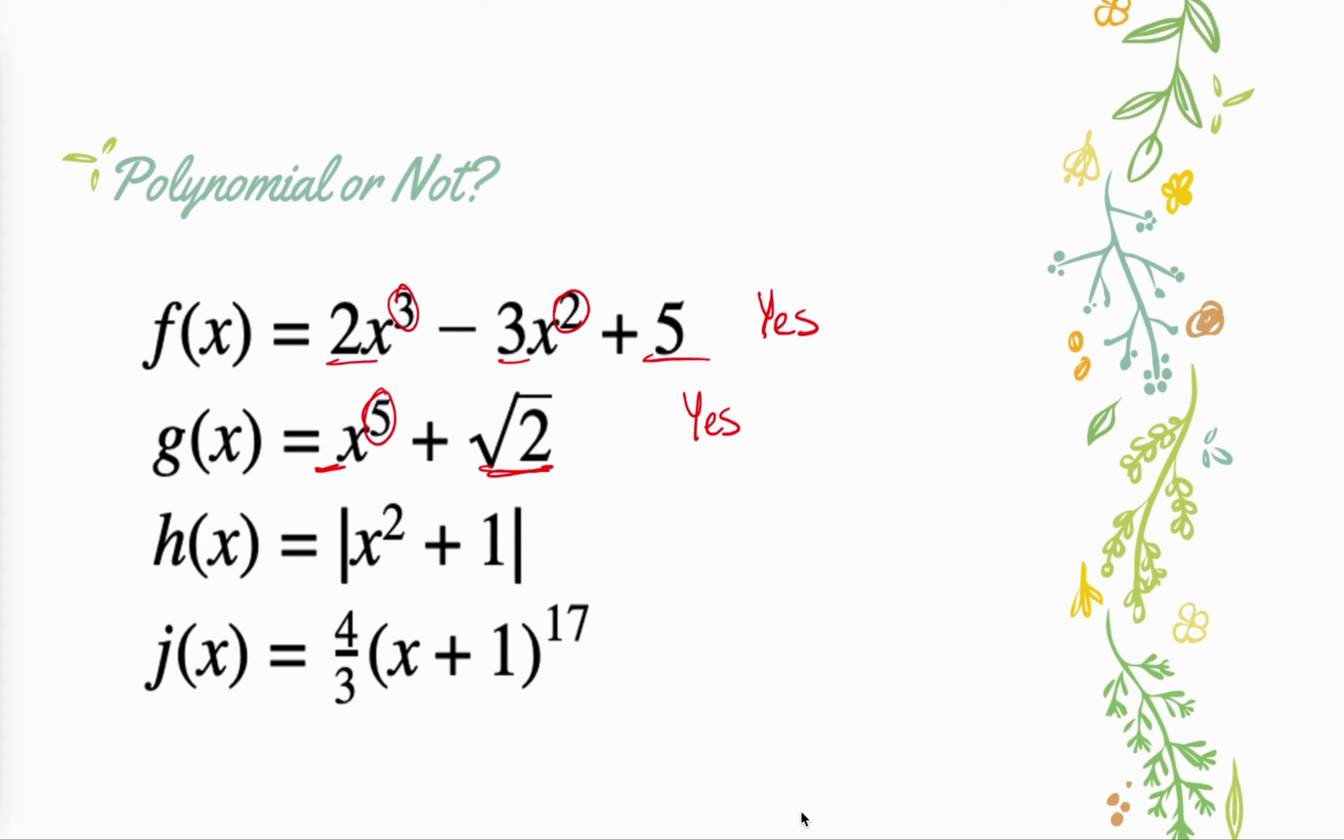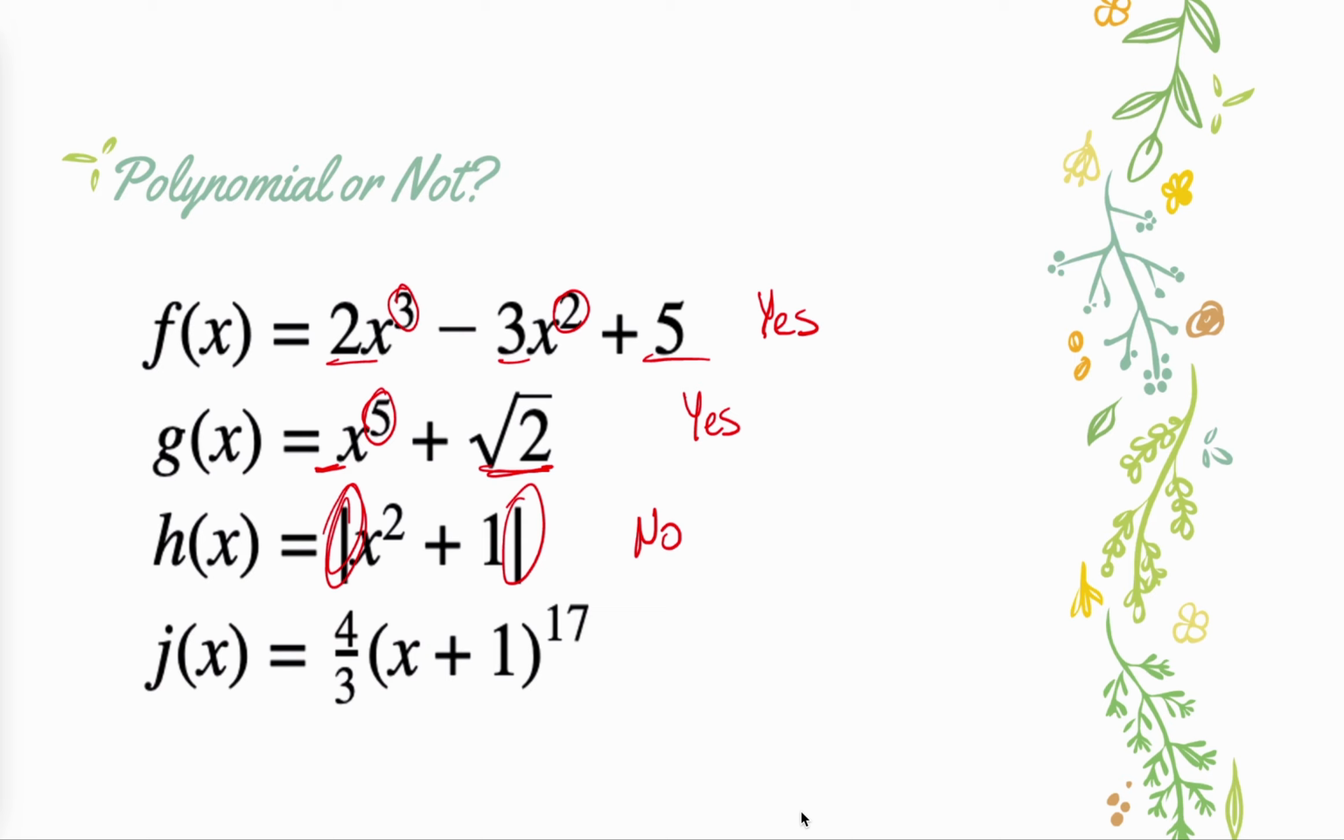Absolute value of x squared plus 1. No. Absolute value bars mean that this is not a polynomial. If you have a log or a trig function or absolute value or anything other than the exponents, it is not a polynomial.